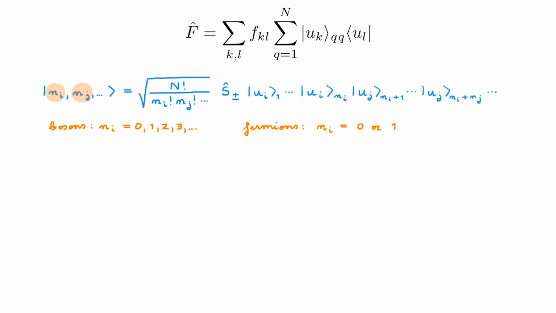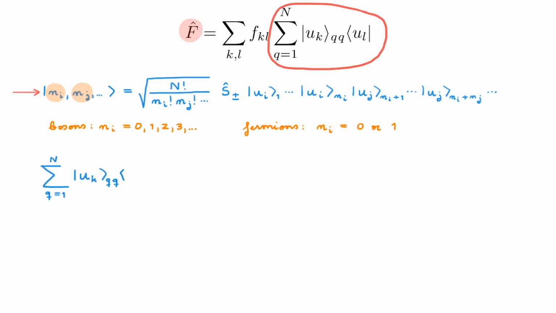As we just discussed, our strategy will be to look at the action of f on this general state, and we start by looking only at the part of f that involves the sum over q. We first copy this part of f, and then act on the Fock state spelled out in terms of the prefactor, the symmetrizer or anti-symmetrizer, and then the tensor product.